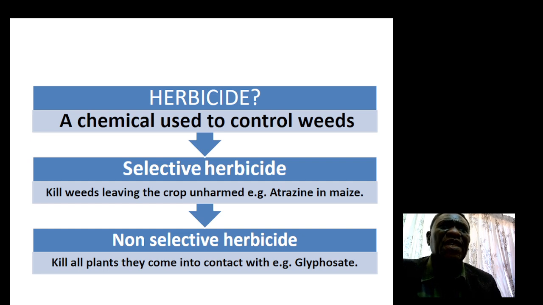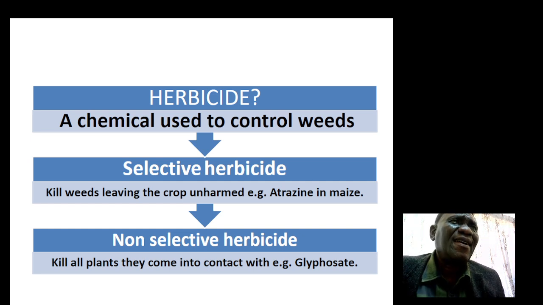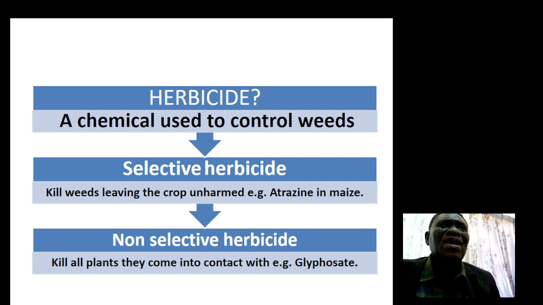The question we may ask is, what is a herbicide? Simply, it's a chemical used to control weeds. You can have selective herbicide. That is the herbicide which can kill weeds leaving the crop unharmed. For example, atrazine in maize.